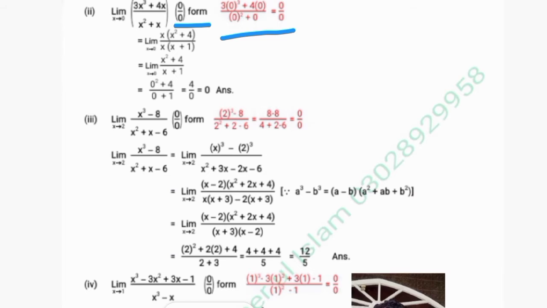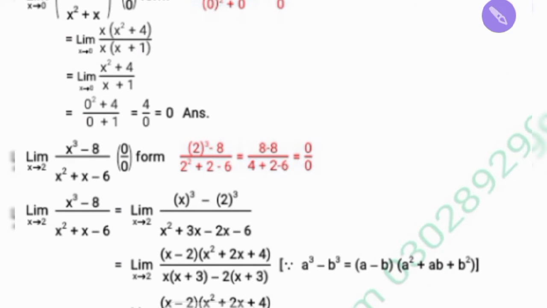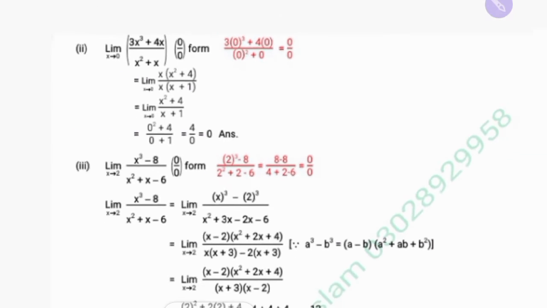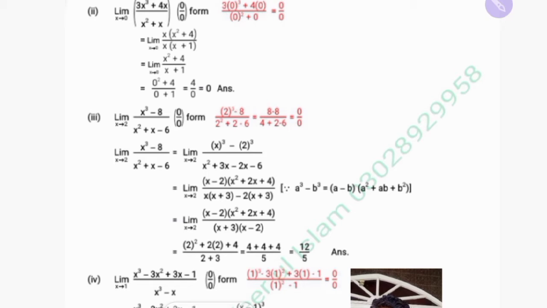As there is 3x cube, we write the value of x is 0, 0 cube, and plus 4, and the value of x is 0. And in the numerator, there is x square plus x, and the value of x is 0, 0 square plus the value of x, 0. You can see that 0 by 0 form is here. Now we will simplify it by applying algebraic technique, and we will remove the 0 by 0 form by applying algebraic technique.